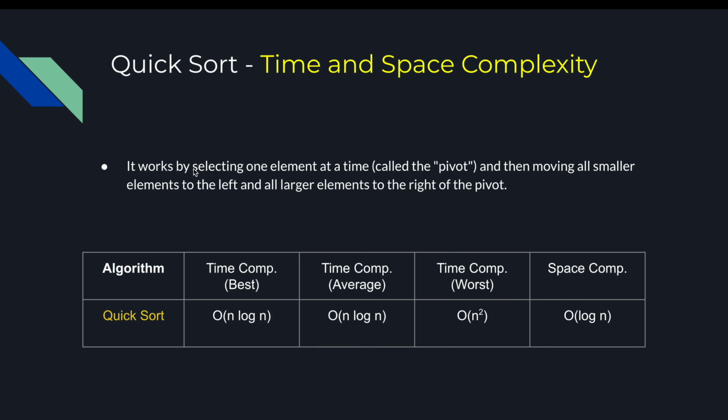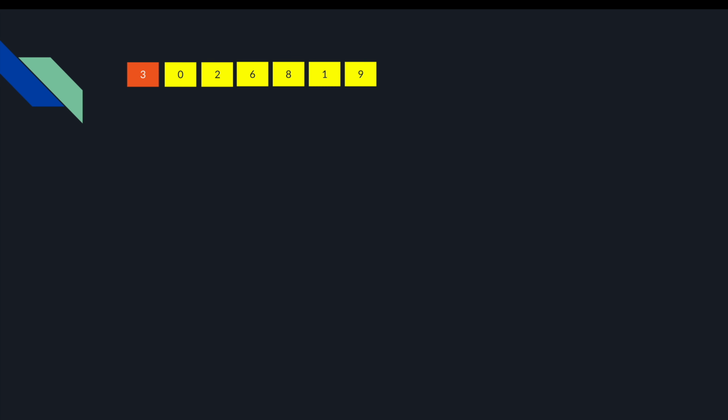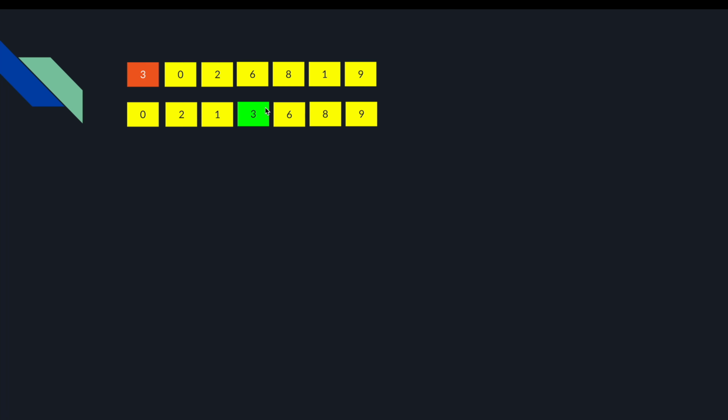If you remember the definition, in quicksort we have to select one element at a time, calling it pivot, and then moving all smaller elements to the left and all larger elements to the right of the pivot. And we have to recursively do this process until we cover all the elements of our array or the given data. If I quickly show you the example again, then you can see I have an array here with few elements, and for simplicity I am taking the first element as my pivot. Now as per the definition, we need to move all the smaller elements to the left and all the larger elements to the right hand side. And once we do that, our array will look something like this, right?